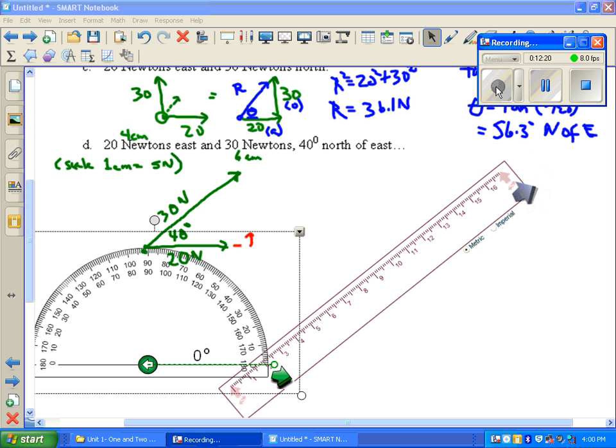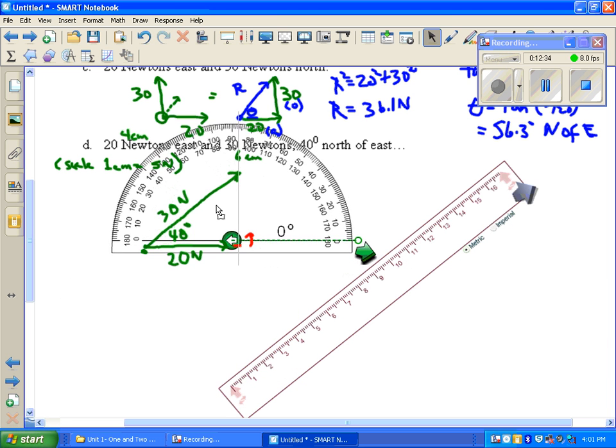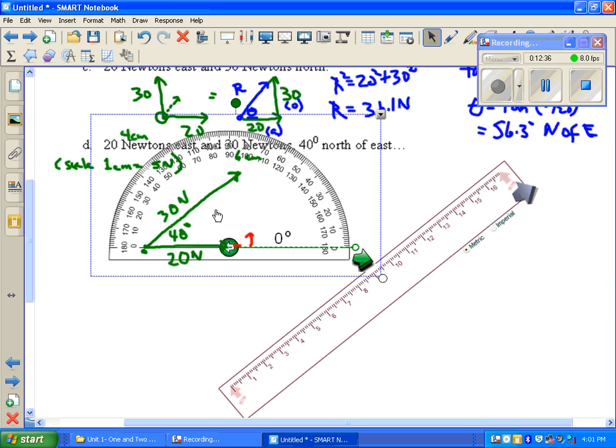Now, as I look at these, they're tail to tail, and I have to make them so they're tip to tail, so I have to move one of them. I'm going to take the 30 and move it to the end of the 20. In order to do that, I have to measure out the 40-degree angle again. So I'm going to take my protractor and move it up. So now I put it at the tip of the 20 newton, and I have to mark out my 40 degrees again. So I'm going to mark that in red here.